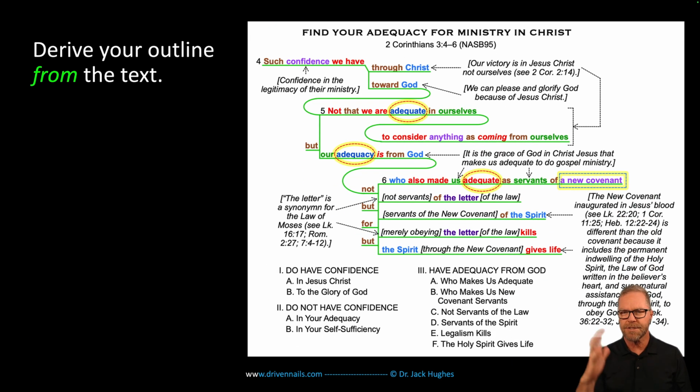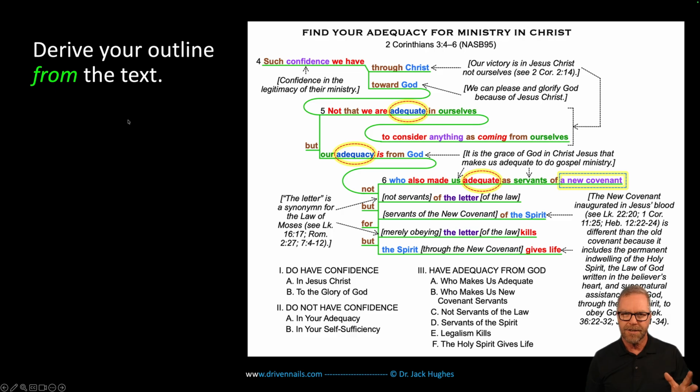But notice, here's our text. We're going to break it down, and again, you can do this with a piece of paper and pencil, or just a word processor, and make this font color coded if you want. I'm just geeky, so I do this. But notice the repeat here in verses 5 and 6 of the word adequate, adequate, adequate. So you can see that theme is being emphasized.